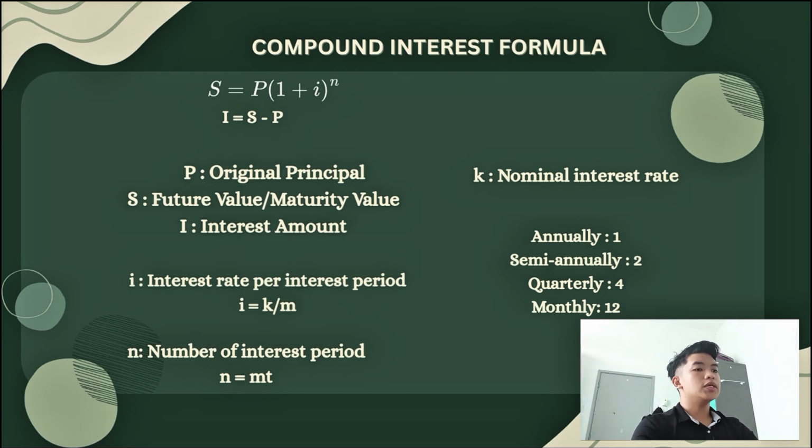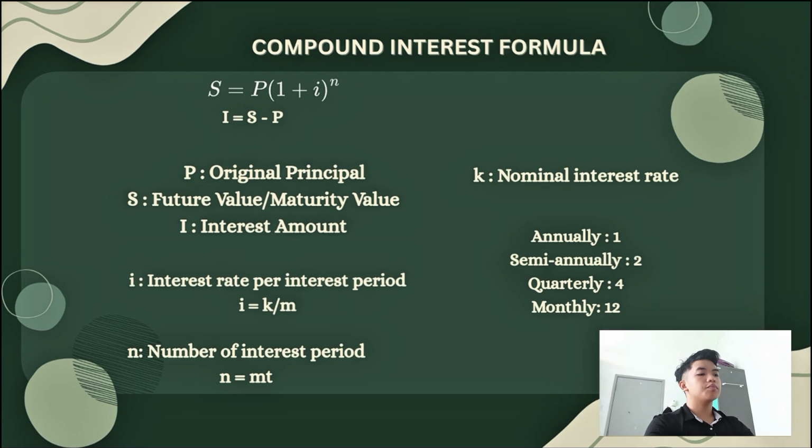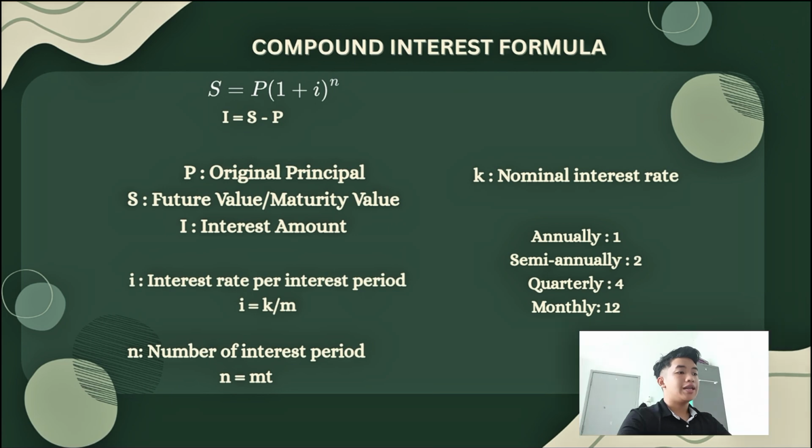P is the original principal, S is the future value or maturity value, I is the interest amount. Small i is the interest rate per interest period. Short form for small i is k over m. Next, n is the number of interest periods. Short form for n is mt. And lastly, k is the nominal interest rate.